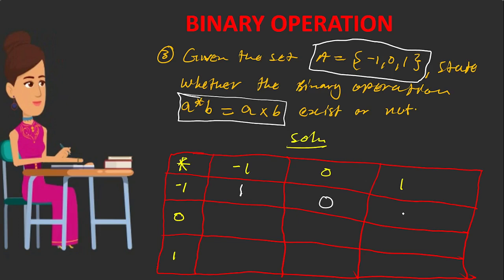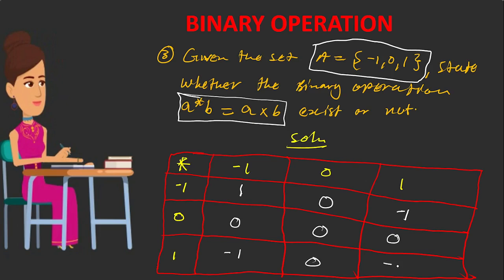Then if I say 0 times negative 1, it's 0. Then if I say 0 times 0, it's simply 0. And then if I say 0 times 1, it's simply 0. Then this one, it's negative 1. The other one will be 0. And the last one will surely be negative 1.